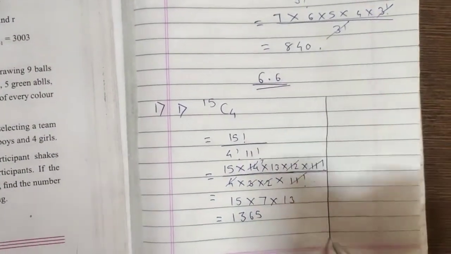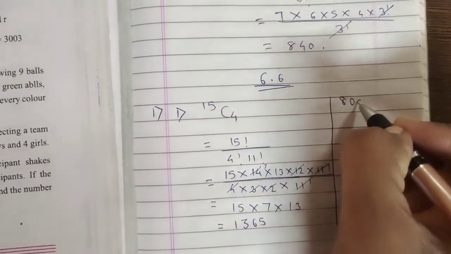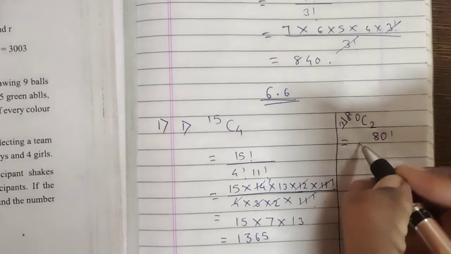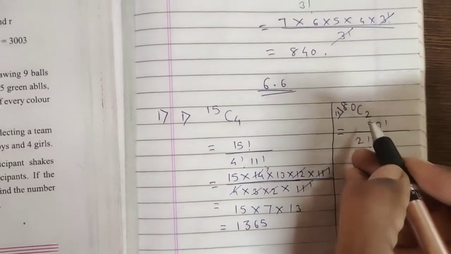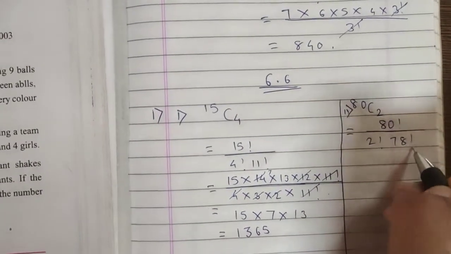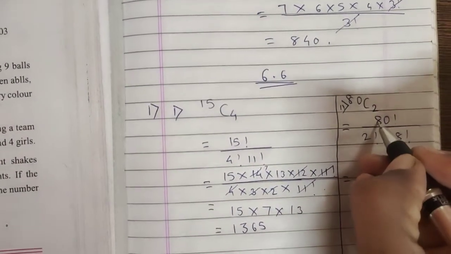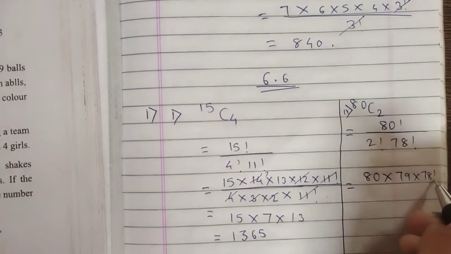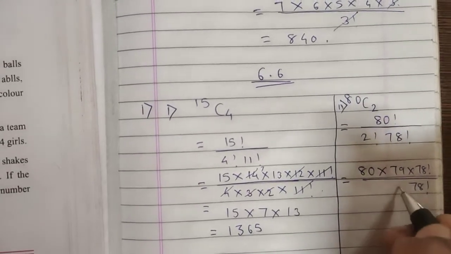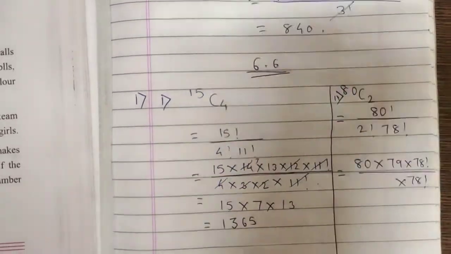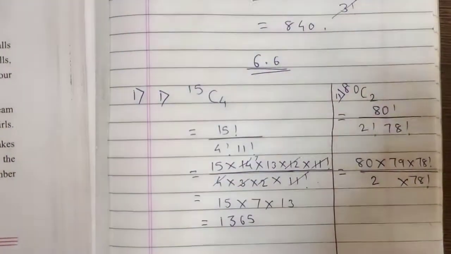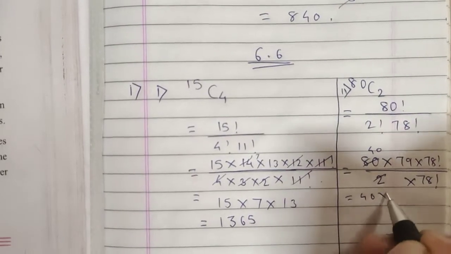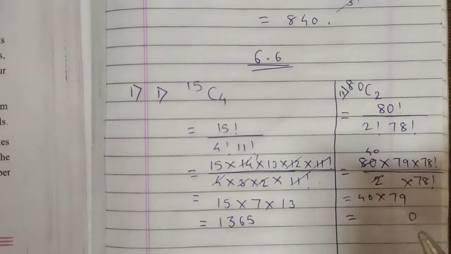Now if you want, I can solve one more question, that is 80C2, the second one. This is very simple. First write 80 factorial, then 2 factorial. Now 80 minus 2 gives you 78, so 78 factorial. Now write 80 till 78, so 80 into 79 into 78 factorial. 78 factorial cancels with this 78 factorial. Now 2 factorial is what? 2. Now cancel this 80 by 2, so this becomes 40. So 40 into 79 you have to do, and this is very simple.